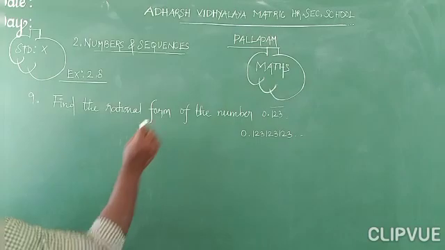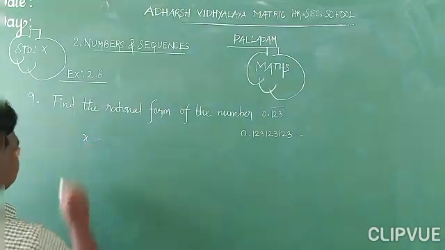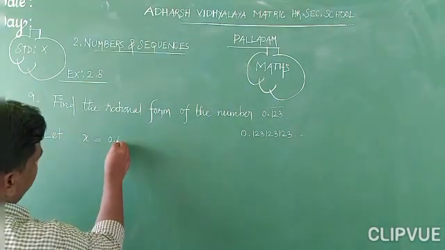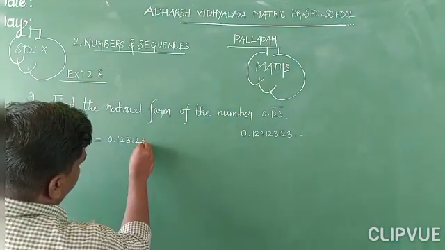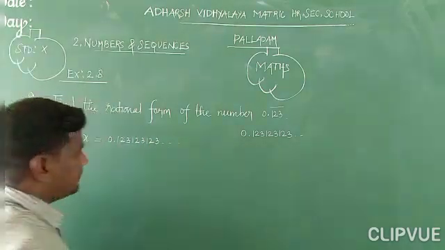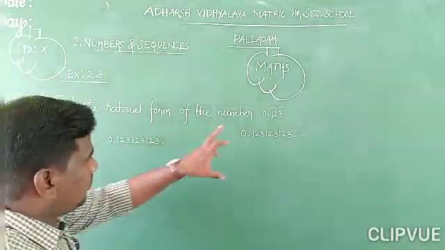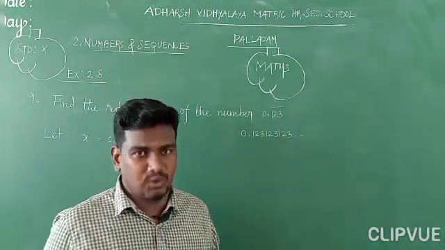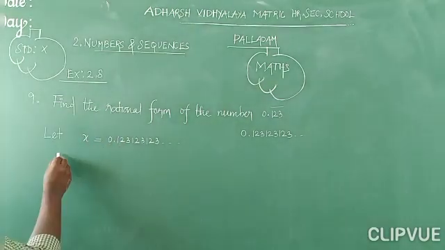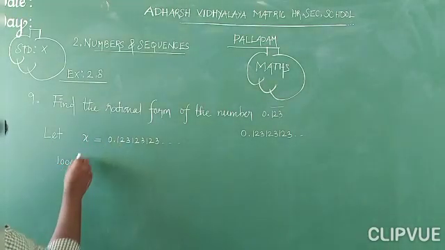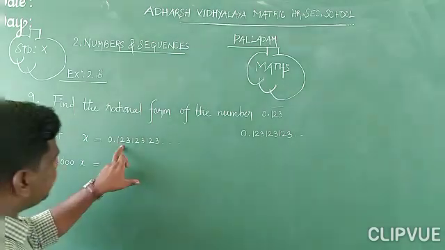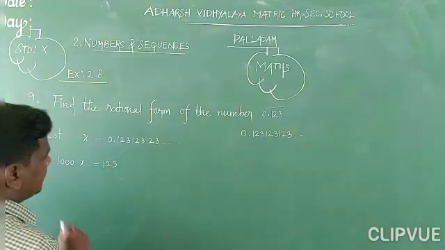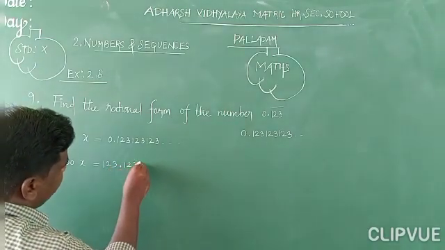First I am going to take this number as x. Let the number be x equal to 0.123123123 and so on. This is the given number. I told you clearly how many digits are repeating here? 3 digits. So I am going to multiply by 1000. Both sides multiplied by 1000, so x becomes 1000x, and the 3 places come before the decimal point. After that it will be repeating again and again.